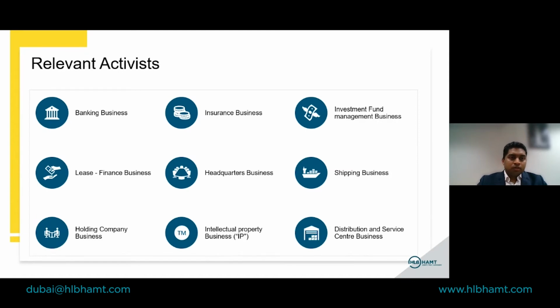Moving on, I just want to give a high-level snapshot of the 9 activities: banking, insurance, investment fund management, lease finance business, headquarters business, shipping business, holding company business, intellectual property, and distribution or service center. The character of these activities is essentially that profit can be shifted. You won't see manufacturing in this list because manufacturing cannot shift profit; if you are booking manufacturing revenue, the manufacturing activity would essentially have been happening here. Similarly, a construction or real estate developer's profit cannot be shifted.